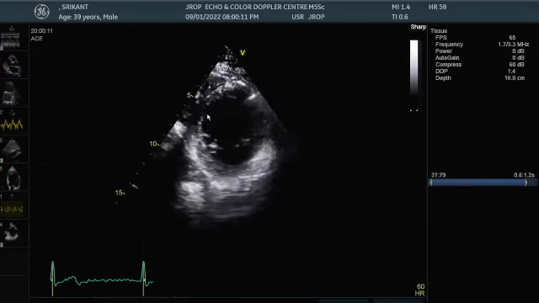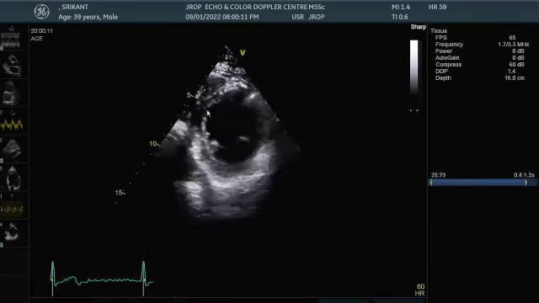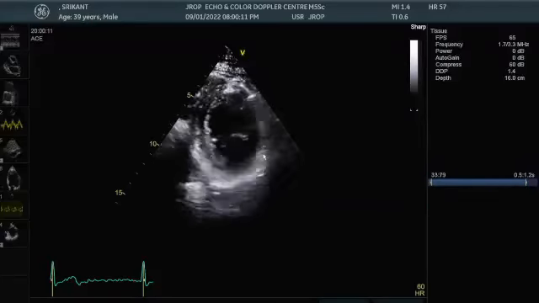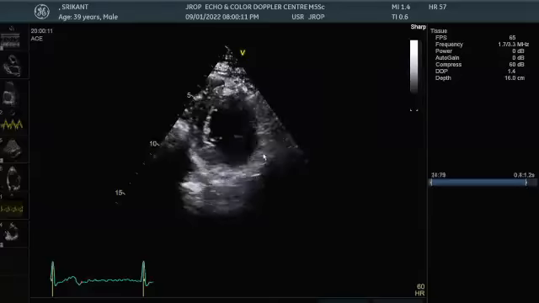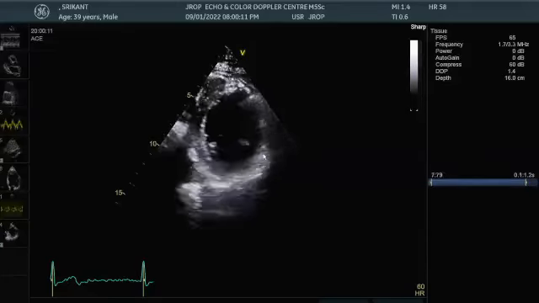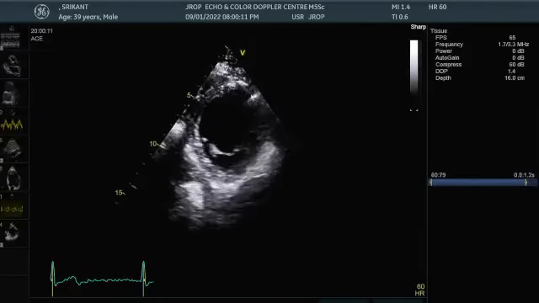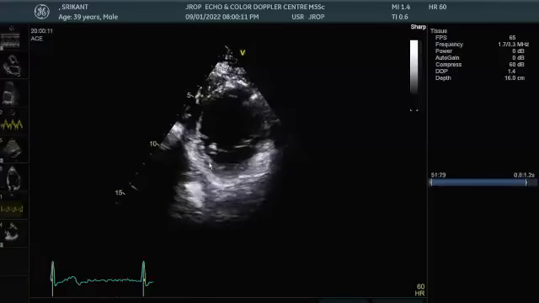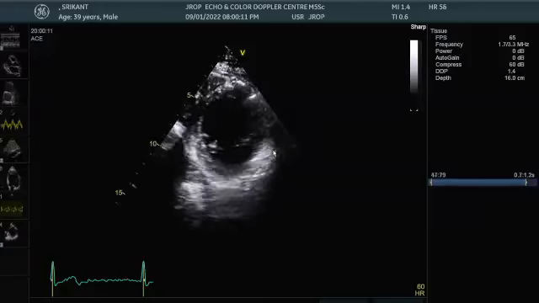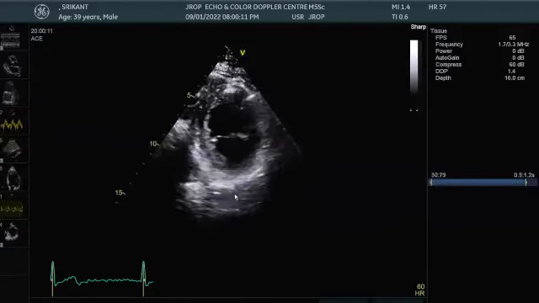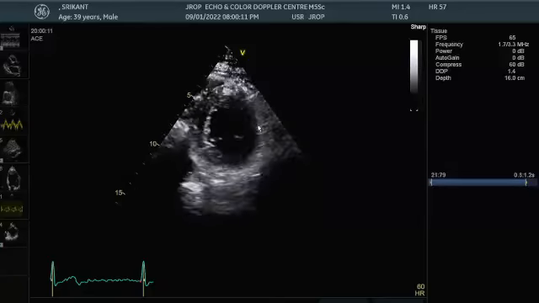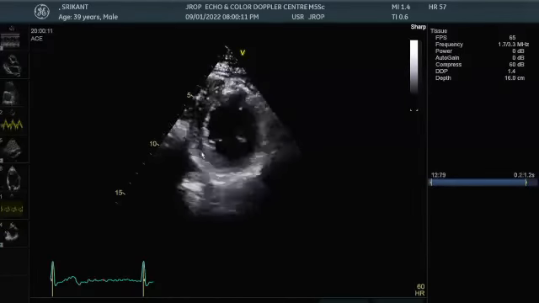So this is septum, correct? Yes, sir. So opposite is lateral wall. Septum and lateral wall. This is anterior. Opposite of this is inferior. This is anterior septum. This is septum. This is lateral wall. This is anterior septum and this is posterior wall. This is anterior wall. This is inferior wall.